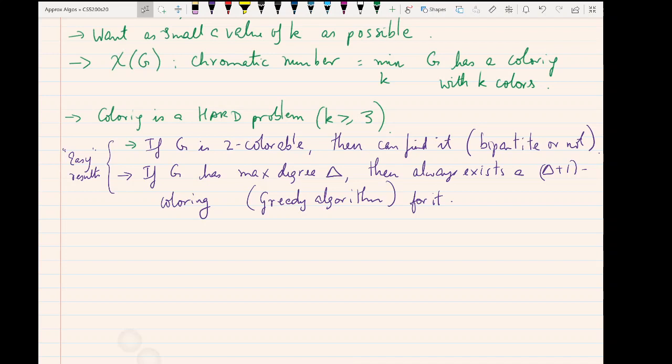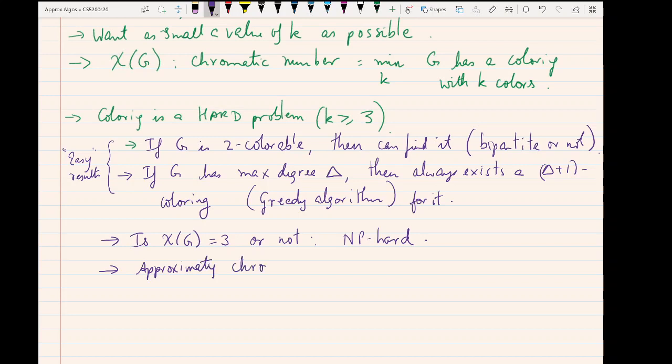The hardness sets in if you want to decide whether chi of G is equal to even 3 or not. This decision problem is NP hard, and hence you can kind of guess that approximating the chromatic number of a graph is also NP hard. In fact, it's really NP hard, and so we are looking at, so to say, more tractable problems in some sense and trying to simplify our question. And the way to do that is to look at challenge questions.